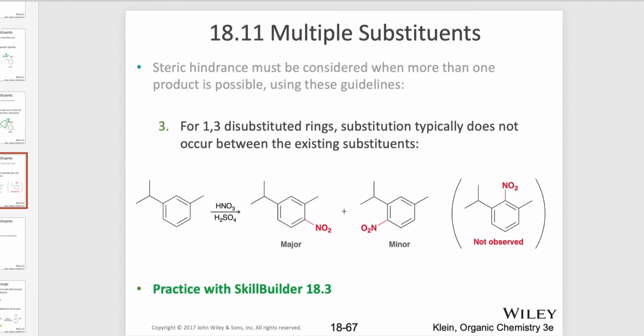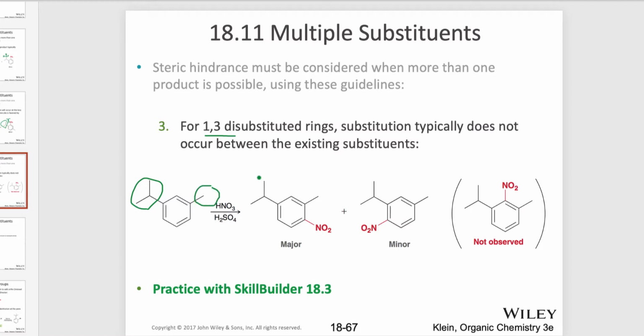On the next slide, we're now talking about 1,3 di-substituted rings. So as we're looking at this, we typically do not see substitution between the two substituents. So see how there's more crowding in this position because of the isopropyl group here and the methyl group here.